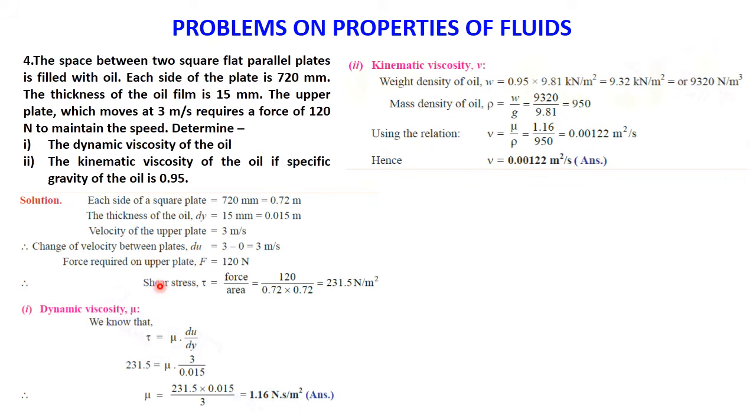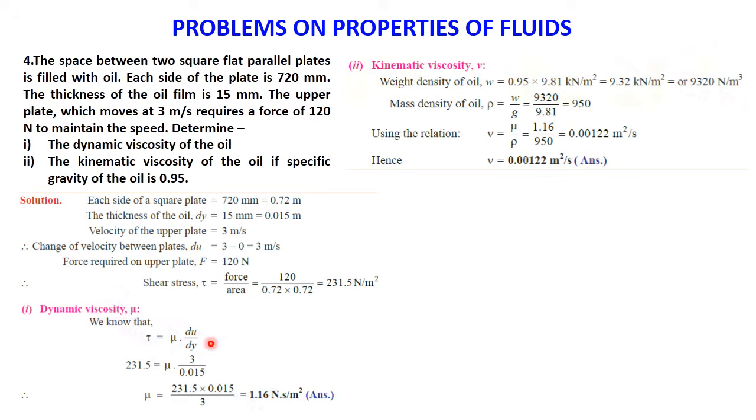Force required is F, that is 120 Newton. Easily again we are going to calculate the value of shear stress. We know shear stress is force by area. So force here is 120 Newton and area is 0.72 by 0.72. Why is this area taken as 0.72 by 0.72? Because in the question it is mentioned that a square plate is there, and for calculating the area of a square, the formula is side square. So one side is 0.72, and 0.72 into 0.72 is the area of the square plate, and therefore we get the shear stress tau is equal to 231.5 Newton per meter square.